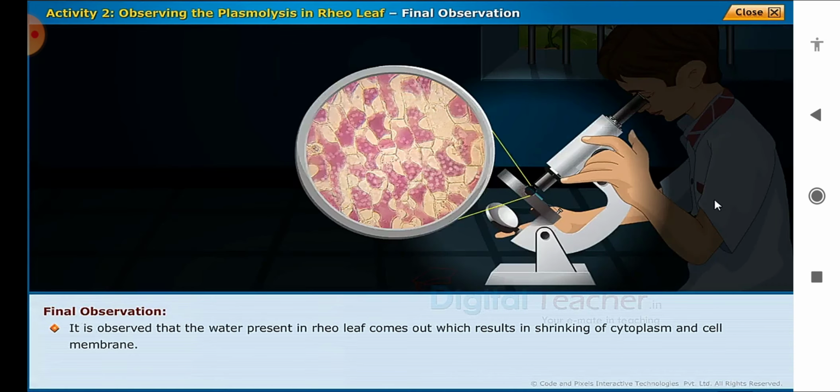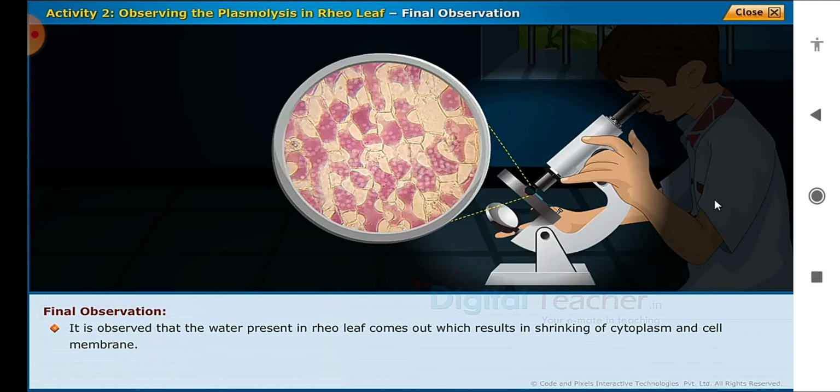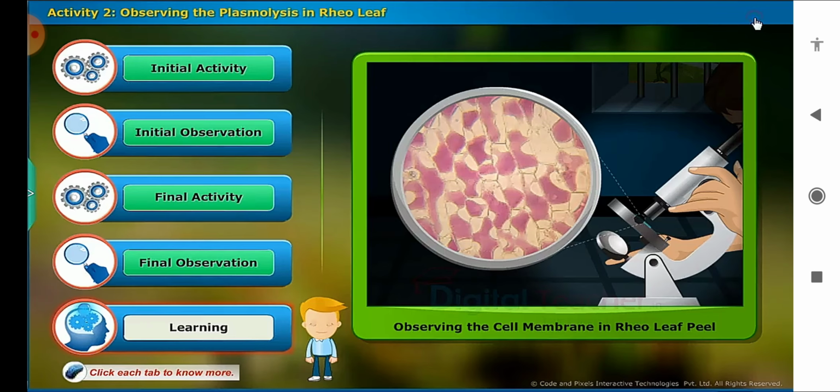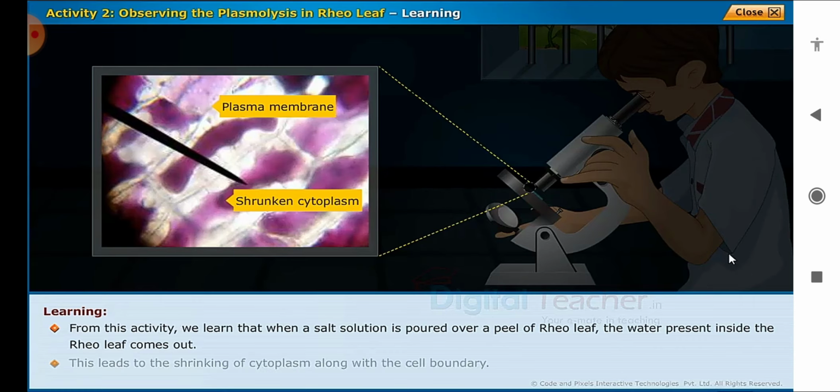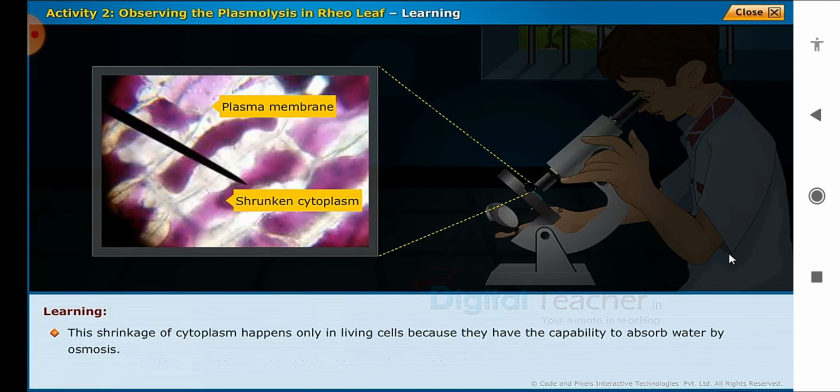It is observed that the water present in the Rhoeo leaf comes out, which results in shrinking of the cytoplasm and cell membrane. From this activity, we learned that when a salt solution is poured over a peel of Rhoeo leaf, the water present inside the leaf comes out. This leads to the shrinking of the cytoplasm along with the cell boundary. This shrinkage of cytoplasm happens only in living cells because they have the capability to absorb water by osmosis.